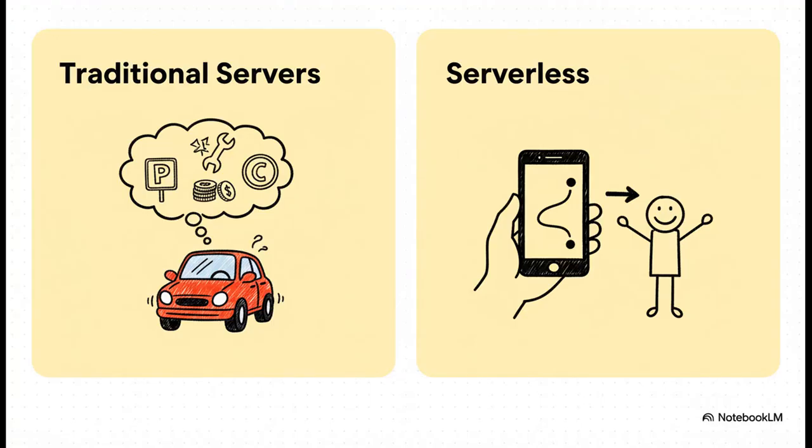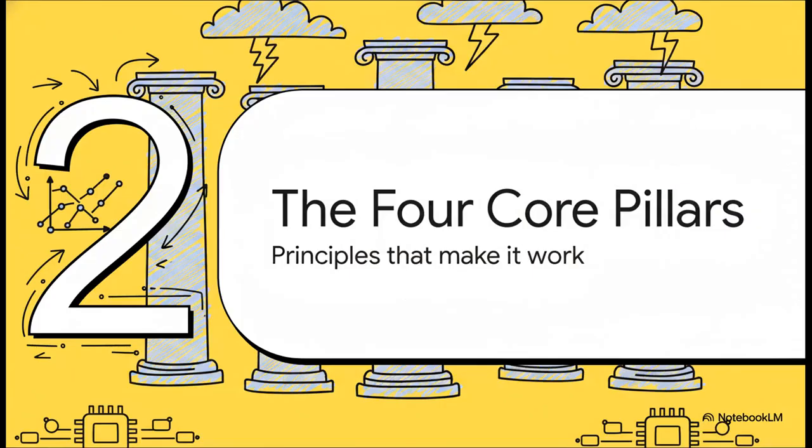I love this analogy. It makes it super clear. Think about it this way. Traditional servers, that's like owning a car. You've got to buy it, you've got to do the maintenance, pay for the insurance, stress about finding parking. It's just this constant overhead, right? Now, serverless, that's like using a rideshare app. You just open your phone, request a ride, you get to your destination, and you only pay for that one specific trip. It's pure on-demand utility. So that's the big idea.